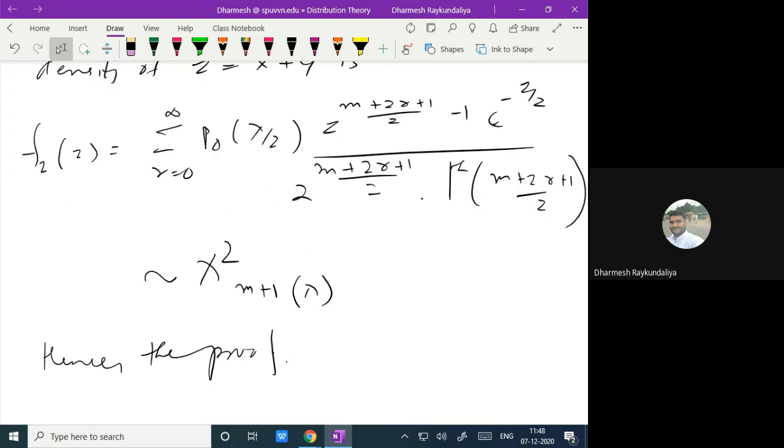So if x has chi square m, y has chi square 1 with lambda, then z equal to x plus y has chi square m plus 1 with lambda, that is non-central chi square with m plus 1 degrees of freedom and non-centrality parameter lambda, provided x and y are independent. Okay, any questions? Anyone?